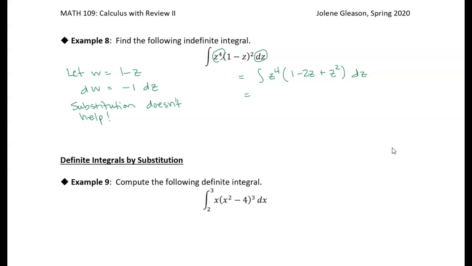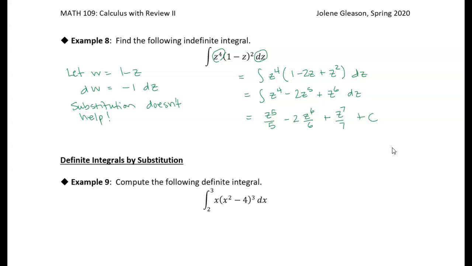Okay, and then I can also distribute the z to the 4th. So I'm going to get z to the 4th minus 2z to the 5th plus z squared times z to the 4th is z to the 6th, dz. And that's just a polynomial, right? So we can apply the reverse power rule to this. So we're going to get z to the 5th over 5 minus 2 z to the 6th over 6 plus z to the 7th over 7 plus c. Okay, don't forget your plus c.